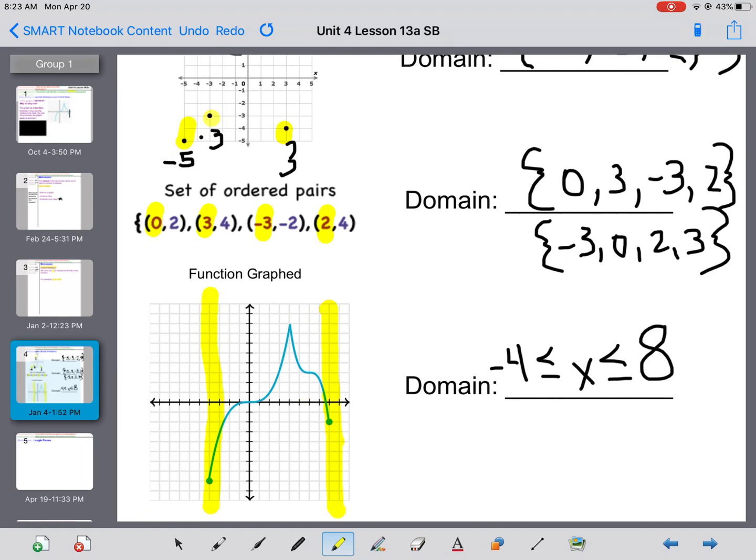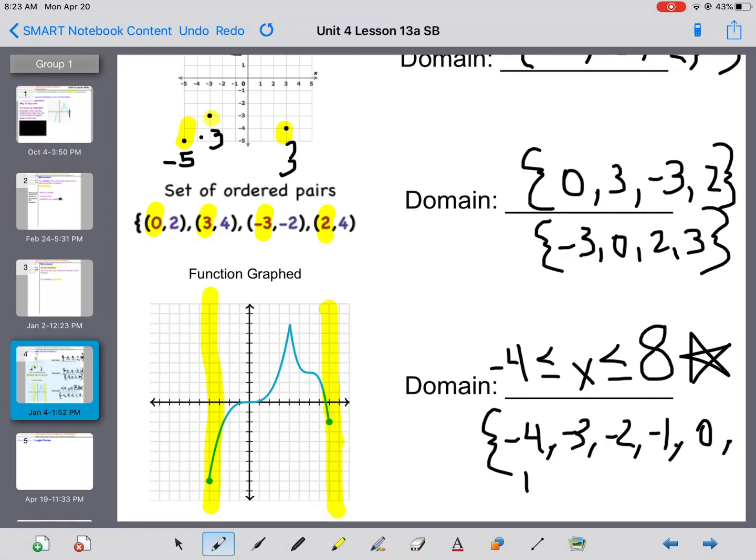So this right here is telling us that x ranges from -4, -3, -2, -1, 0, 1, 2, 3, 4, 5, 6, 7, and 8.